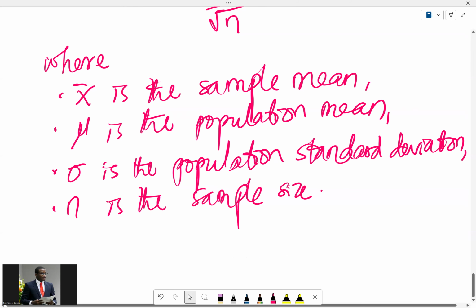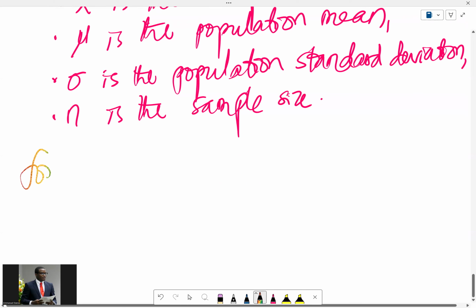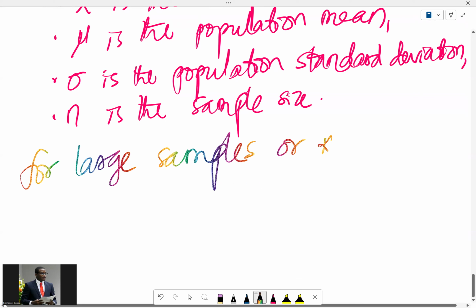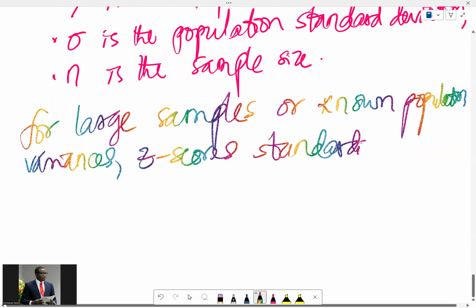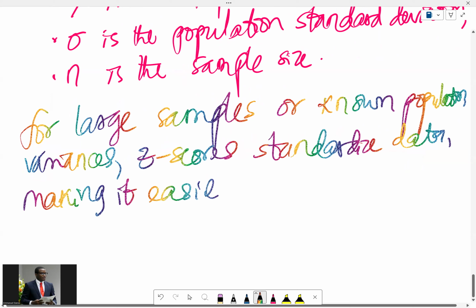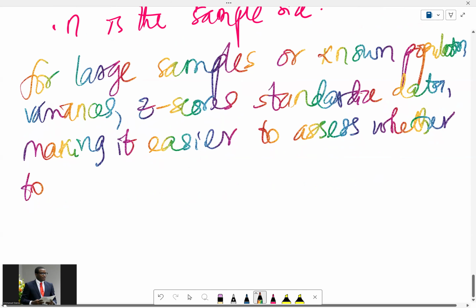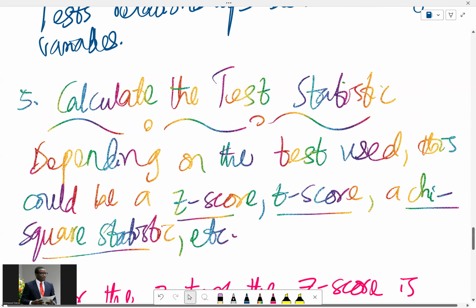So for large samples or known population variances, and of course if you know the population variance, you know the population standard deviation, Z scores standardize data, making it easier to assess whether to reject H naught. So that is step 5, to calculate the test statistic.